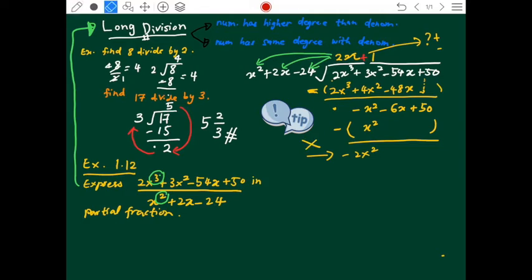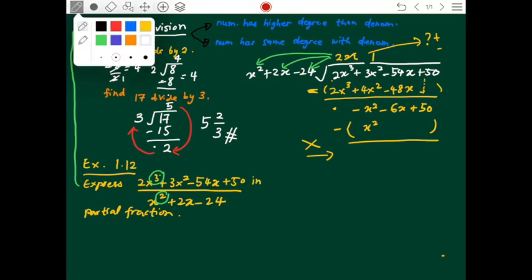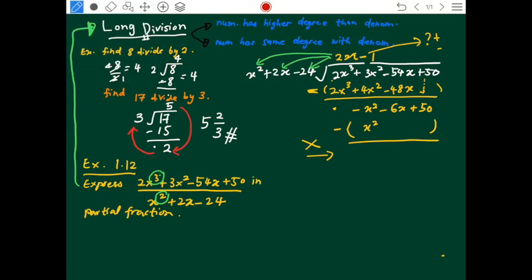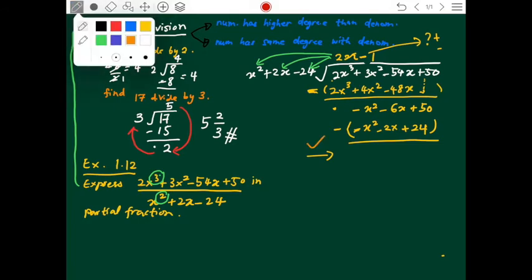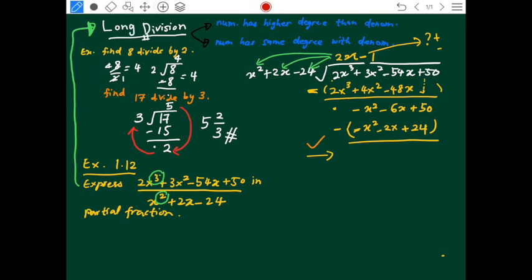Let me erase this. You need to replace it with negative. Negative 1 times x squared is negative x squared, and then the rest is negative 2x and then plus 24. So now this one is correct, so we can proceed. We can cancel out this one, negative positive, so this is 0.